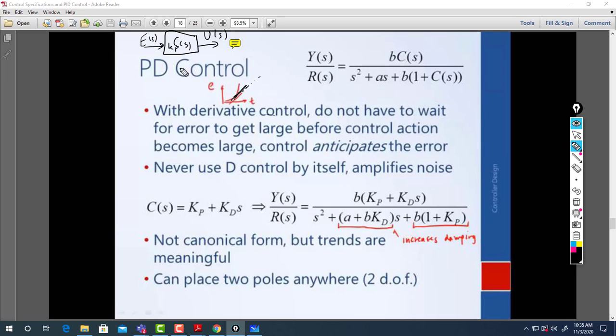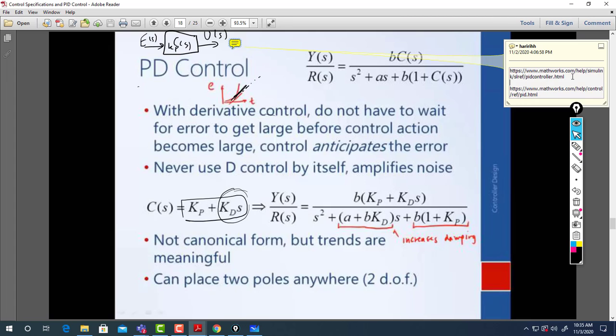The controller anticipates the error if you are using Kp plus Kds. Never use D control by itself. It amplifies noise. Use it with proportional. Okay. Also, as we saw in MATLAB, we don't use it this way because physically this is unrealizable. It's not a controller that we can realize, if you do it Kp plus Kds.